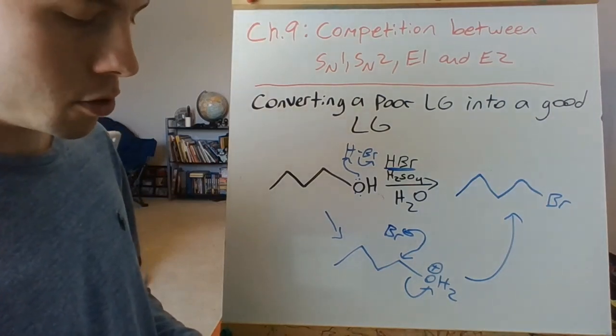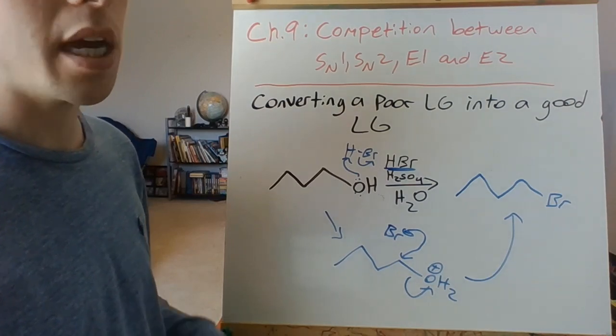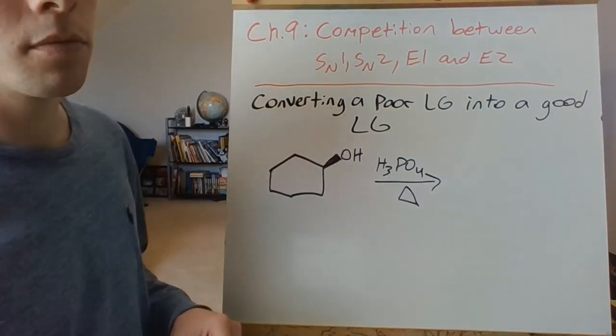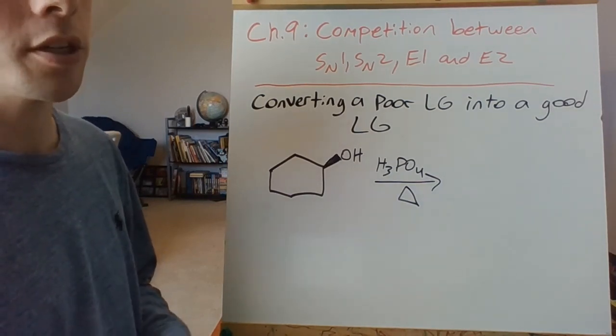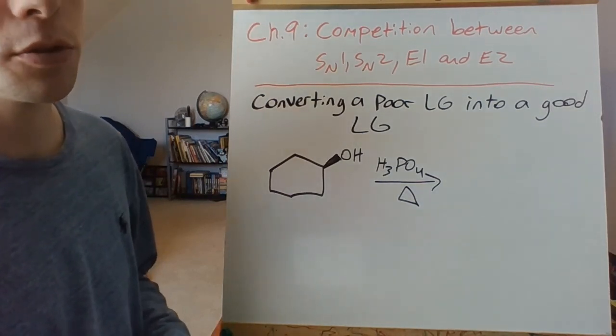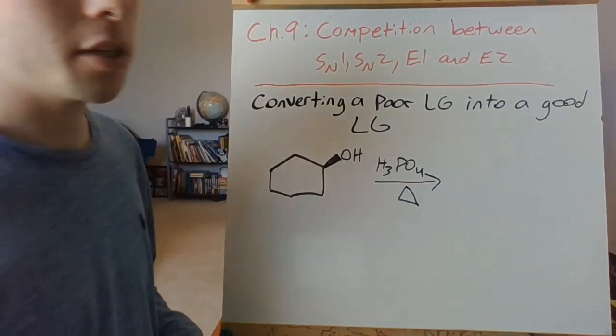So keep this in mind when you're looking at reactions. We don't just kick off any type of group. It has to be a good leaving group. So I just showed you an example of a substitution reaction where we can change the reaction conditions in order to drive the reaction forward. Let's take a look at an elimination reaction here.